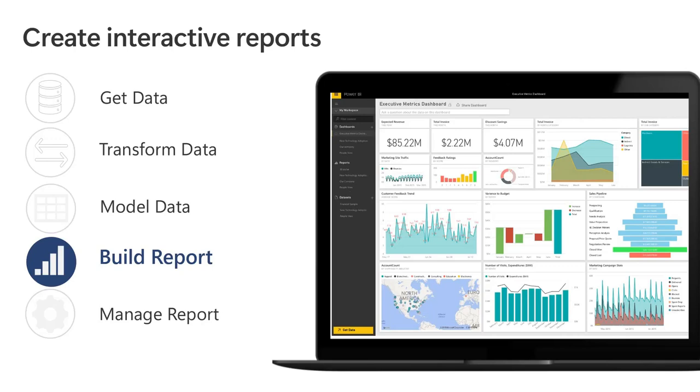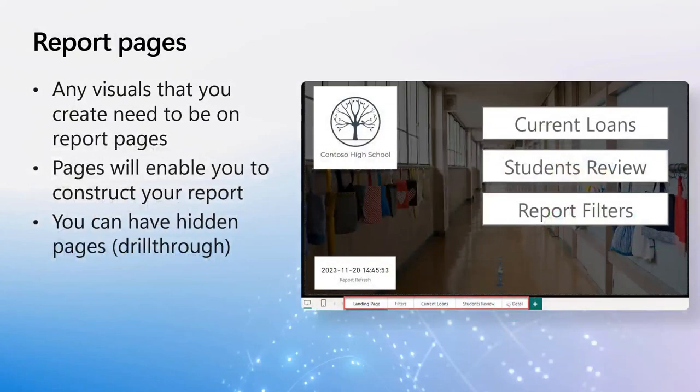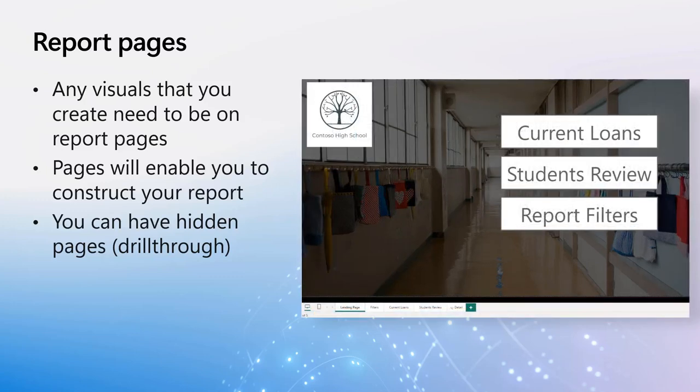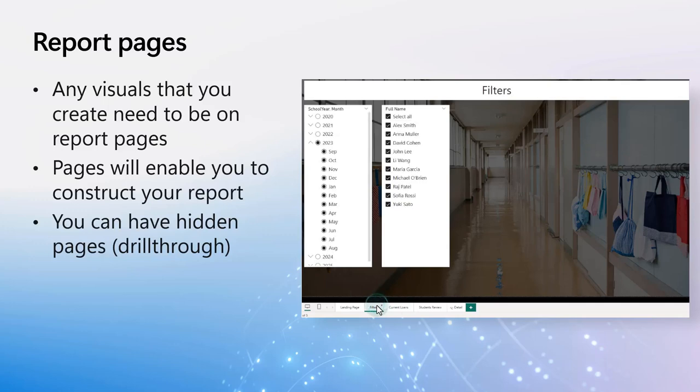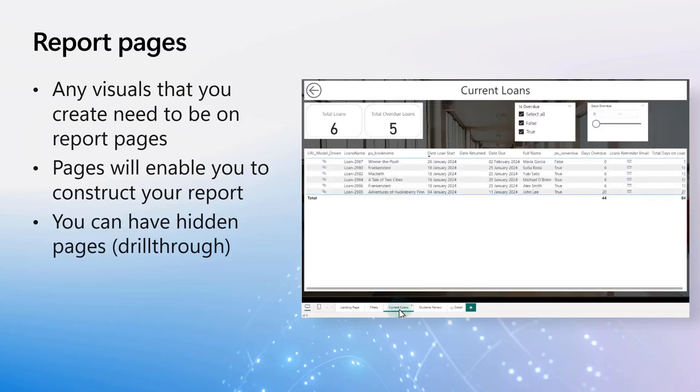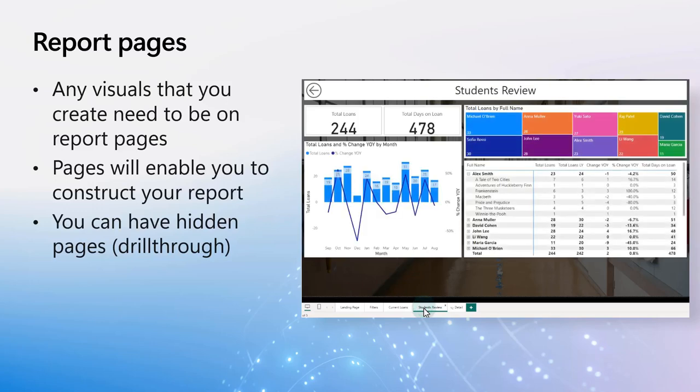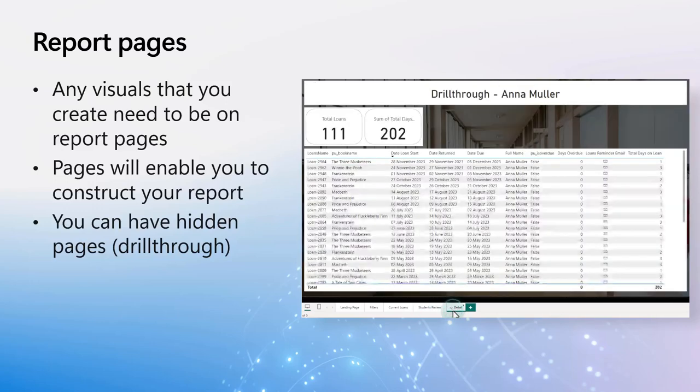Once we've modeled our data, we're then going to want to go on and build our report. And to do this, we'll need to think very carefully about the visualizations that we use to present our data. We'll need to consider what pages we have on our report and what those pages are for. And in the example shown, we can see that there are 5 pages. A landing page, a filters page, a current loans page, a student's review page, and a hidden detail page.